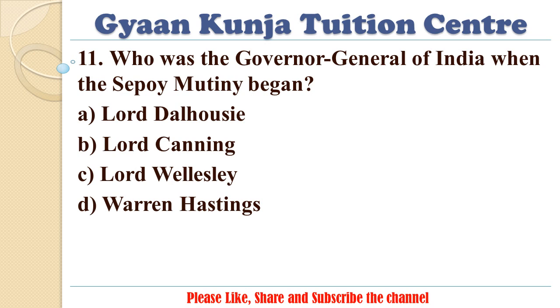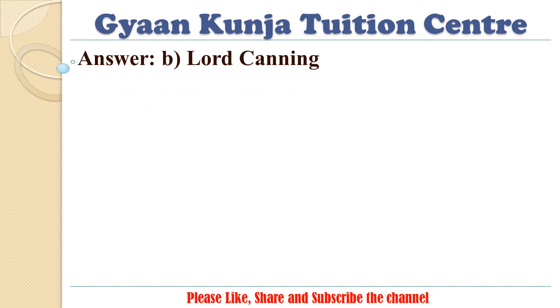Next, 11. Who was the Governor-General of India when the Sepoy Mutiny began? A. Lord Dalhousie. B. Lord Canning. C. Lord Wellesley. D. Warren Hastings. Answer B. Lord Canning.